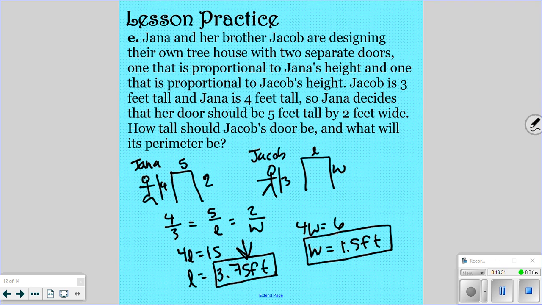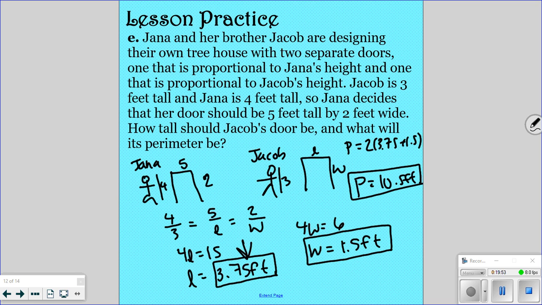And we needed to find this so that we can find the perimeter. So the perimeter is going to be 2 times the length plus the width. So if you multiply, your perimeter should be 10.5 feet. So that would be your answer for that one.